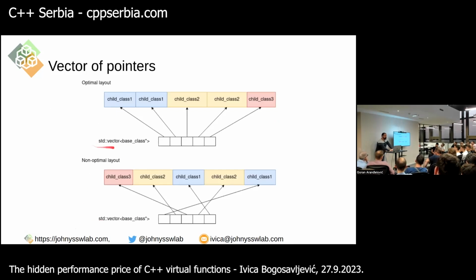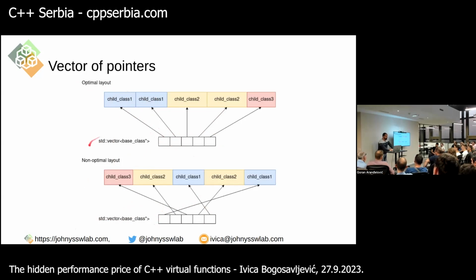Look at this. We have a std::vector of base class, and this is another std::vector of base class. I have two layouts here. One I call the optimal layout. Why is it optimal? Because neighboring pointers point to neighboring objects in memory. So child class 1, child class 1, child class 2, and so on. This is the optimal layout from the memory subsystem point of view, because when you dereference neighboring pointers, you get neighboring objects.